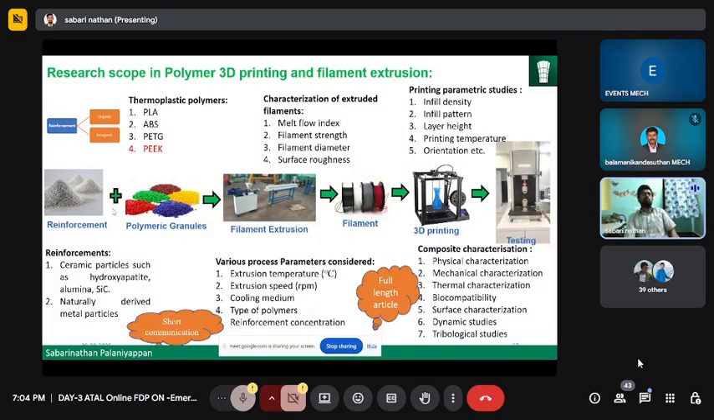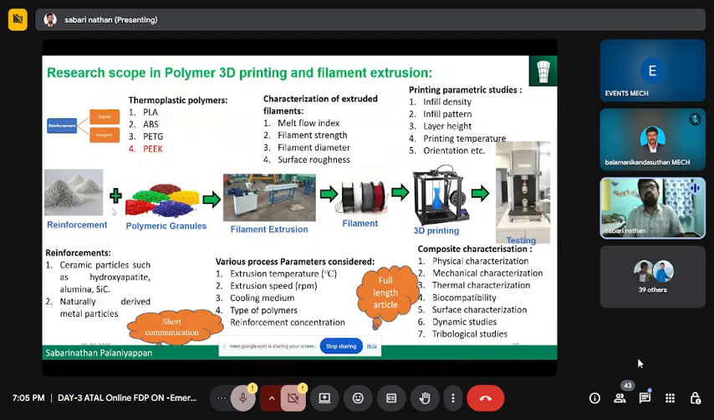So coming to research scope in polymer 3D printing and filament extrusion. Most of you are faculty, I think, so everyone wants to publish some papers. Apart from your academic journey, you need to publish papers. So how this kind of 3D printing can be useful for your research publications, I will tell you. I am telling about the publication perspective, not the research perspective.